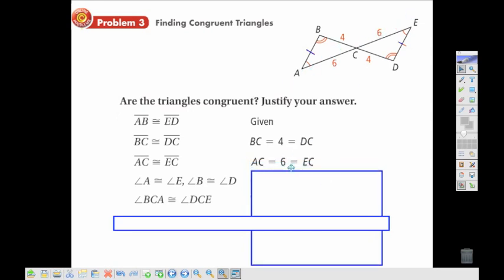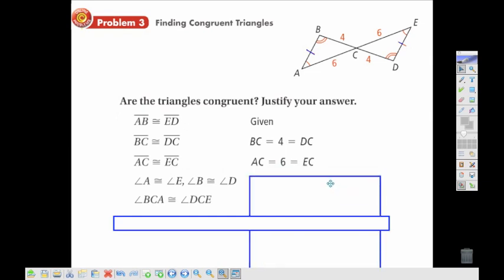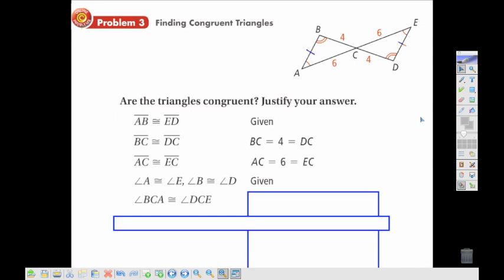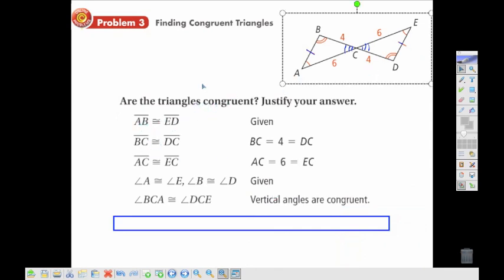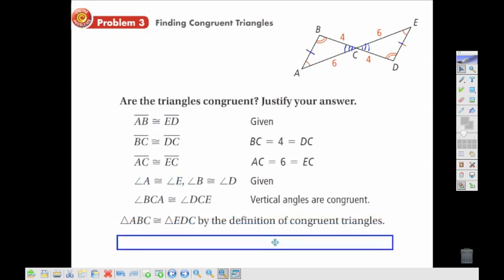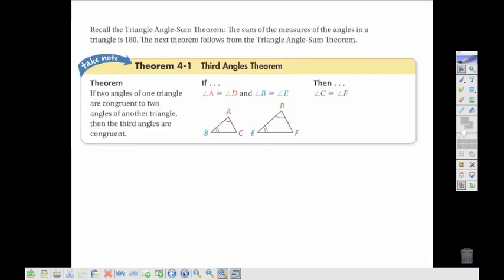Same thing with AC and CD. We notice in the picture they're both equal to 6. Therefore, by the definition of congruent segments, they are congruent. In the next one then, we look at our angles. A goes with E, B goes with D. Those are just marked again, so those are given. Now the final one we're going to have to do a little bit more work, but if we notice their location on the picture, those are vertical angles, and vertical angles are always congruent. So since we look back, we've got all 6 parts, all 3 pairs of sides, all 3 pairs of angles for those triangles, then we know that they are congruent by the definition of congruent triangles.